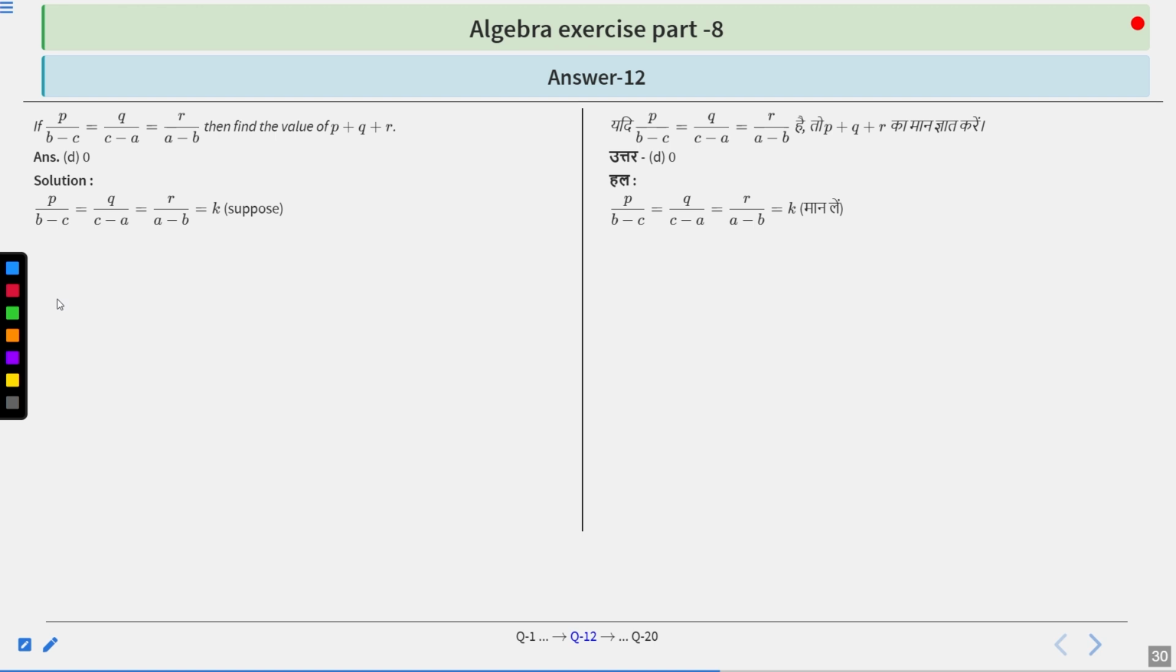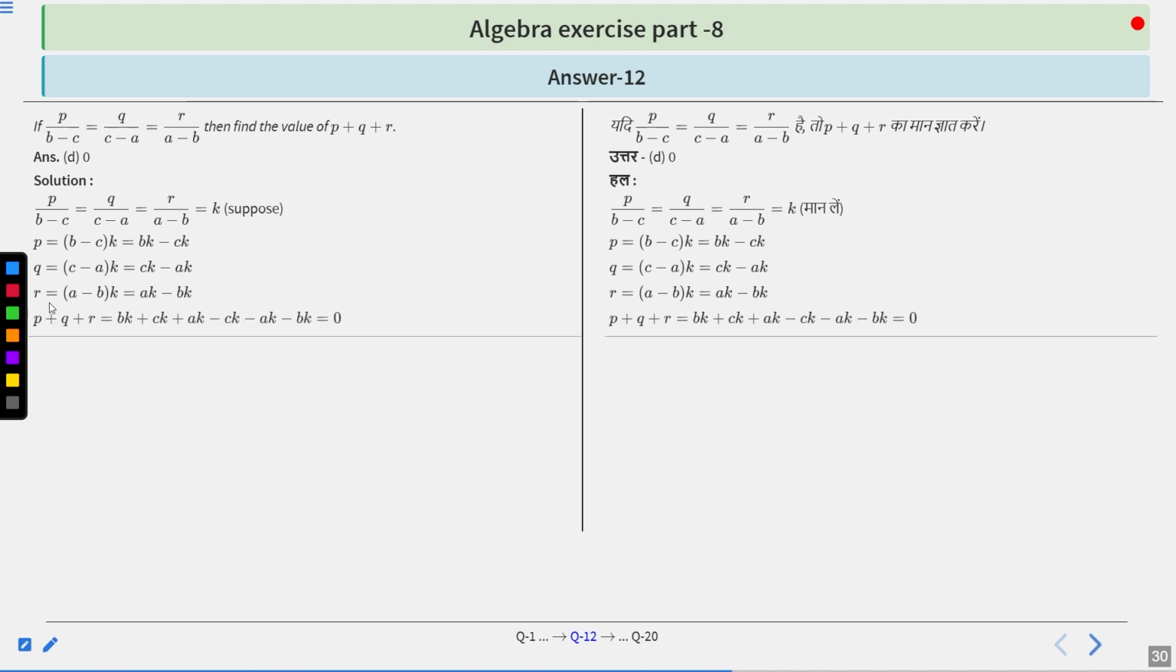Suppose P upon B minus C is equal to Q upon C minus A is equal to R upon A minus B is equal to K. Therefore, P can be equal to B minus C into K or BK minus CK. Similarly, Q can be equal to C minus A into K, or we can say CK minus AK. Thus, R is equal to A minus B into K or AK minus BK. So we have found the value of P, Q, and R.